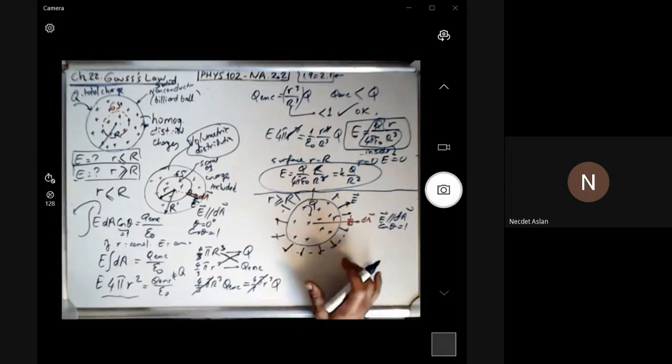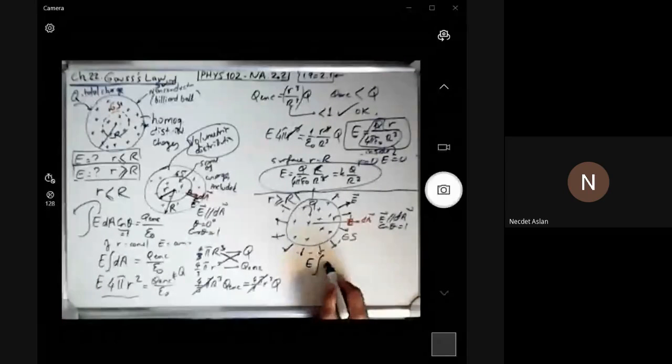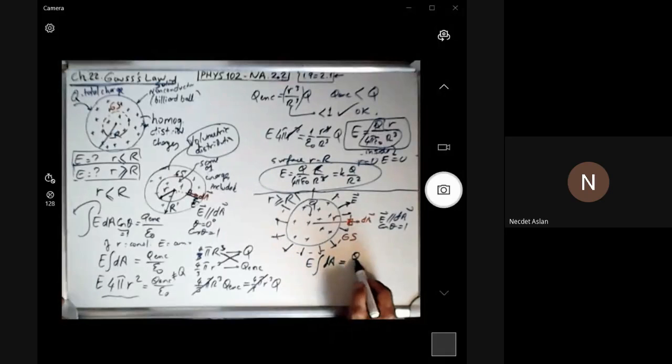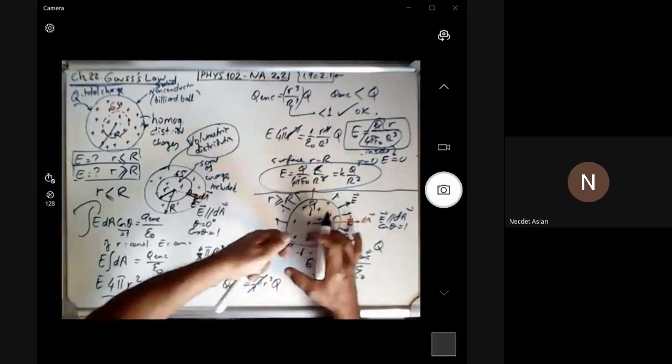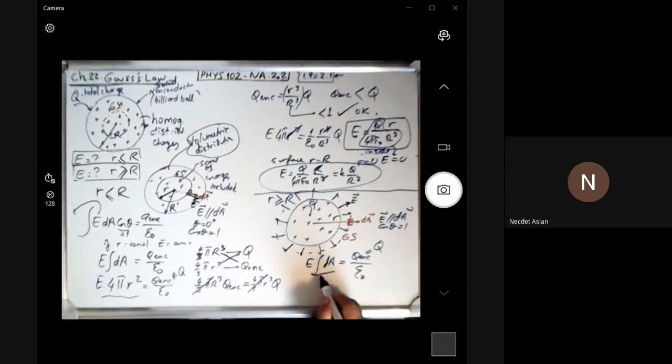It's just a larger area. So this is our Gaussian area. In this case, we have E dA again. E outside is equal to Q enclosed over epsilon 0. But in this problem, Q enclosed is very simple because the total charge enclosed is just Q, because we are enclosing all the charges. So we're not dealing with a region, but the total charge, which is Q. Very simple. And this is 4 pi r squared.